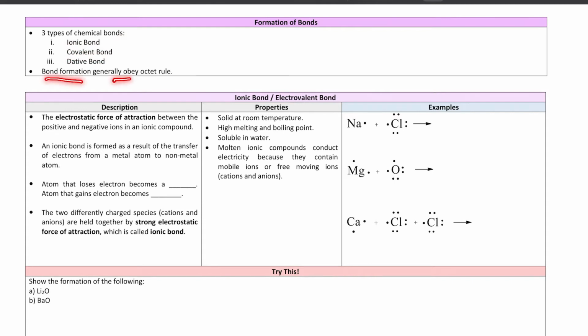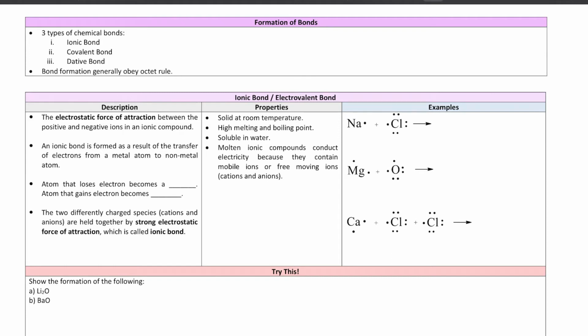Alright, so bond formation generally obey the octet rule. Okay, so kiranya benda yang kita belajar ni kita akan continually guna. For example, before this kita dah belajar how to draw Lewis dot symbol tu, dan kita akan guna juga dekat sini. Kita dah belajar octet rule, so we are going to use the same concept dekat sini.